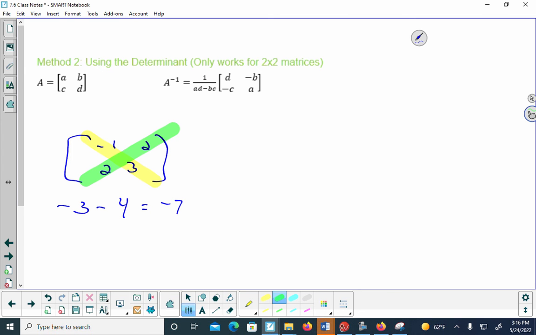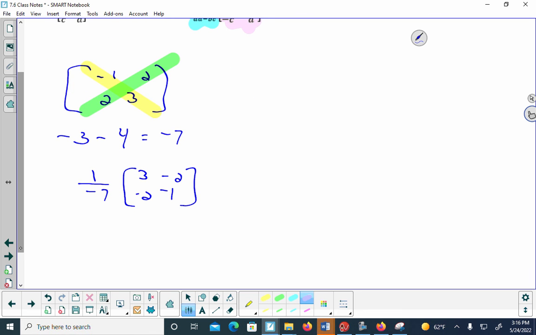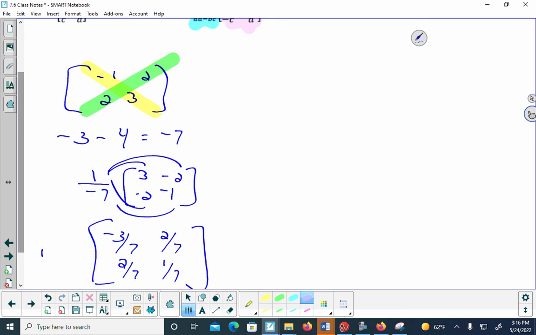Now to use that to find the inverse, I'm going to take the reciprocal. So that's this part here, taking the reciprocal. So that'll be 1 over negative 7. And now I'm going to do this part here where I'm rearranging the matrix. So the 3 and the negative 1 will switch spots. The 2 positive 2's will become 2 negative 2's. Now I'm distributing that negative 1 seventh times everything. So this will be a negative 3 sevenths, positive 2 sevenths, positive 2 sevenths, positive 1 seventh. And that is the same inverse that I did with the augmented matrix.